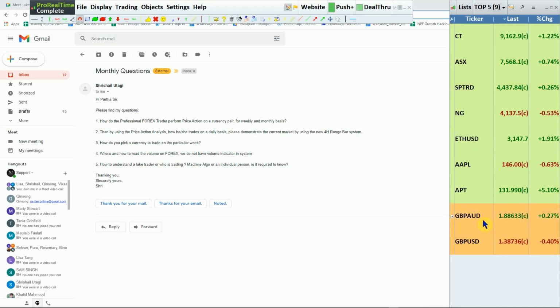And 2 from the shares, Apple and Afterpay, and then 2 from the index, SPTRD, that is S&P 500, and ASX, and 2 from commodity, cotton and natural gas, although cotton is not one of our 8, but we used to trade it, and then 1 or 2 from the cryptocurrency. So all the 5 asset classes are covered.